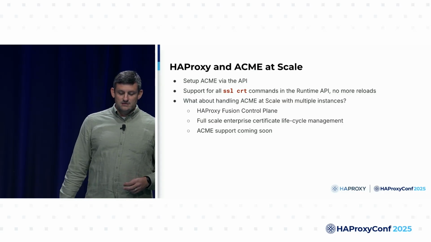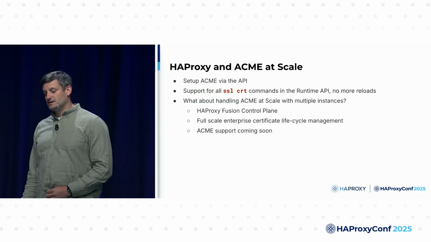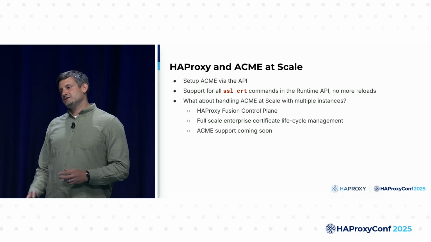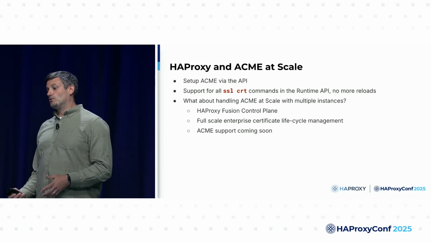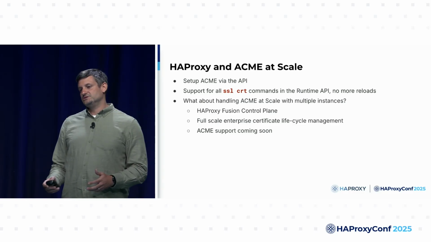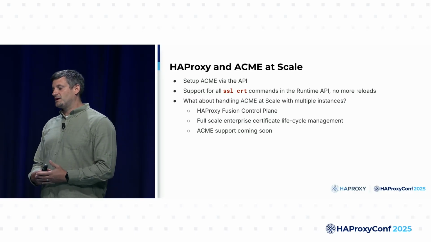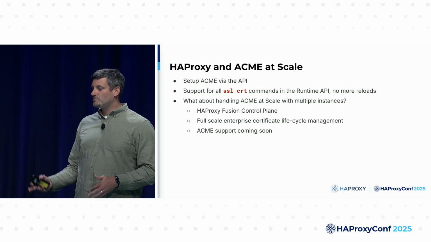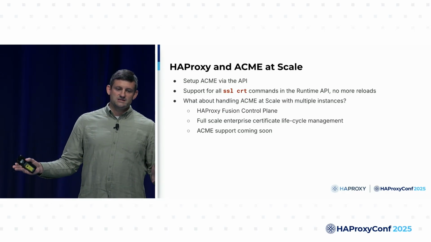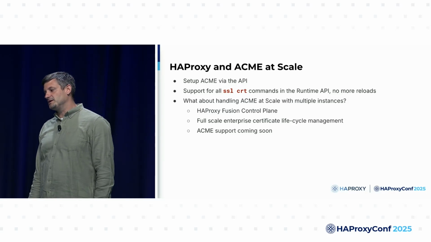Why is this important? Because for handling ACME at scale and handling certificates at scale, that's where HAProxy Fusion Control Plane comes in. HAProxy Fusion Control Plane is already a full-scale enterprise certificate lifecycle manager, because now we have a certificates endpoint there where you can upload your certificates, renew them, revoke them, and they will instantly be sent to all the data planes in the cluster, and there will be no more reloads. So everything will be happening dynamically.